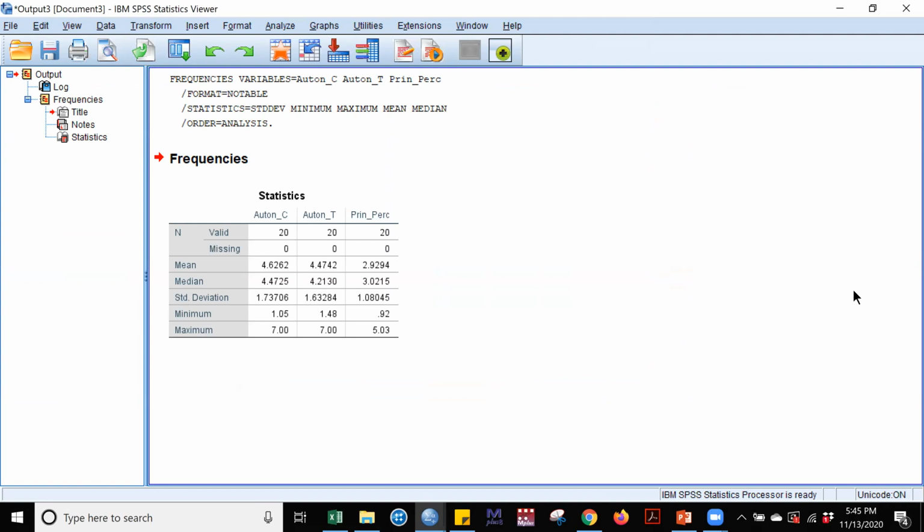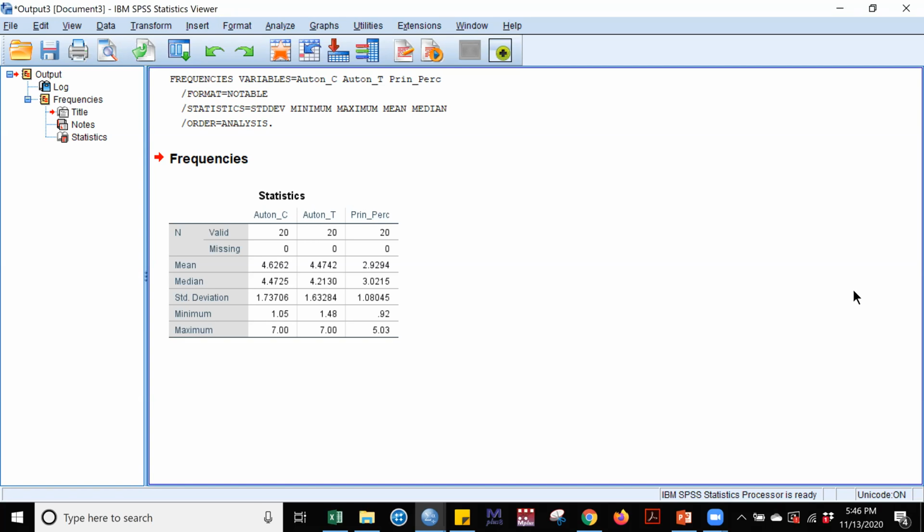So what I see is I have 20 people total in the study. The mean for each of the 2 autonomies is 4.6, 4.5. Principal perception is 2.93. The medians are fairly close to the means. If I were being thorough, I'd look at the distributions, but this material has already been covered in another video. And the standard deviations are the standard deviations. What I was interested in was finding whether or not there are any implausible values.